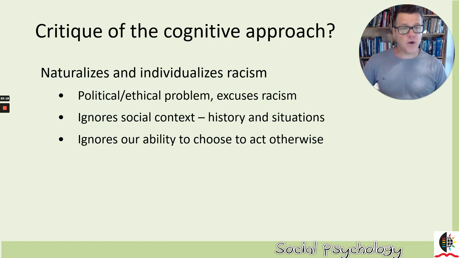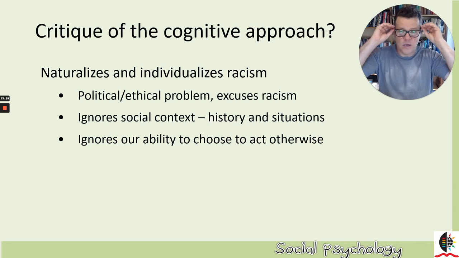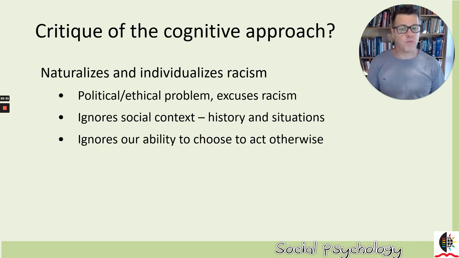The critique of the cognitive approach we're going to continue in subsequent lectures. It naturalizes and individualizes racism. It says, well, racism, there's nothing we can do about it. It's just how our brain works. And of course, there are ethical problems that provide excuses for racist excesses. It ignores social context. It ignores these broader ideological processes that we discussed, these other levels of analysis. And it also ignores a very important factor of humans. We can choose to act. We don't have to just act according to these perceptual distortions. We can choose to act in other ways.